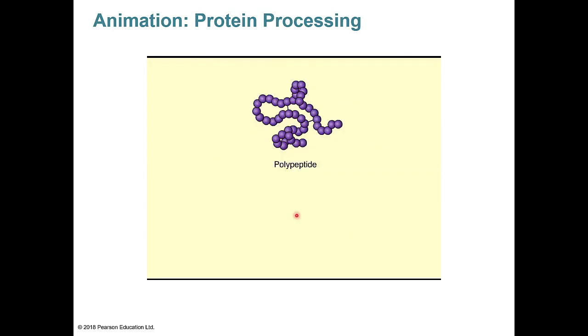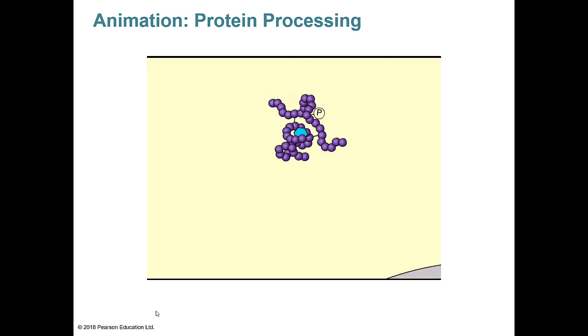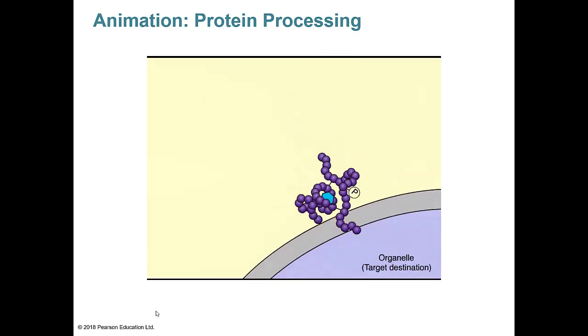Here we'll see an animation of protein processing. Often, polypeptides must be modified in some way to produce functional proteins. For example, a polypeptide is cleaved in 2 or more polypeptide chains. Other molecules might be attached to the protein, or the protein might be phosphorylated. Some proteins need to be transported to specific destinations.